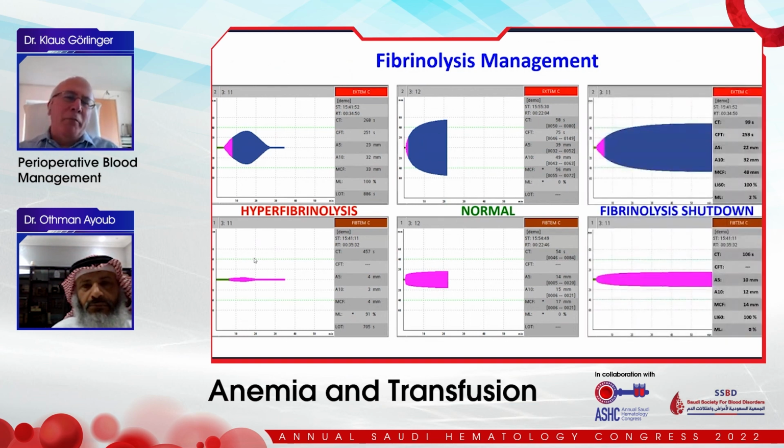And this is something which we have focused on just in the last years. This is a so-called fibrinolysis shutdown. That means less than 3.5% lysis within 1 hour. And that's what we see quite often in our critically ill COVID-19 patients. And this is associated with a very high rate of thromboembolic complications.